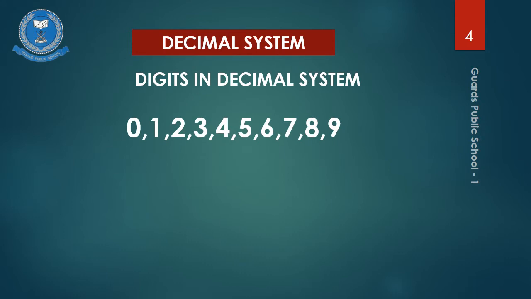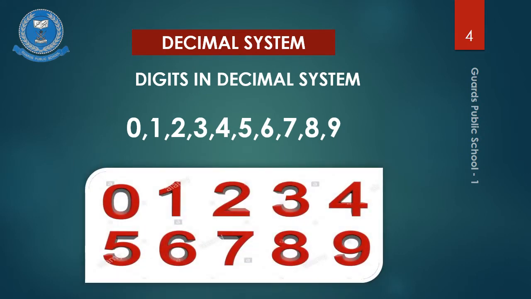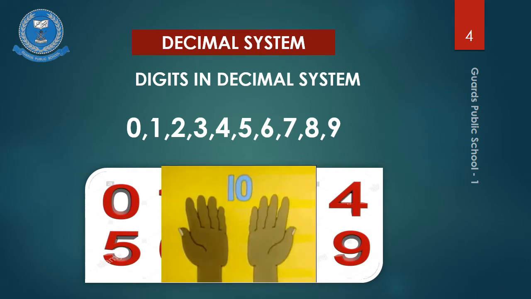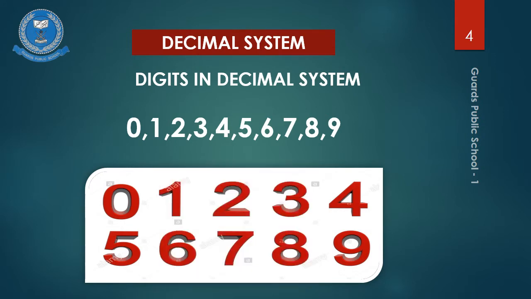Students, do you know the introduction of this system is a matter of a chance, since there are 10 fingers in the hand, and in the olden times the people used to count with the help of their fingers. Therefore, 10 was taken as the base for counting. But the reality is that we can use any number as a base for counting.